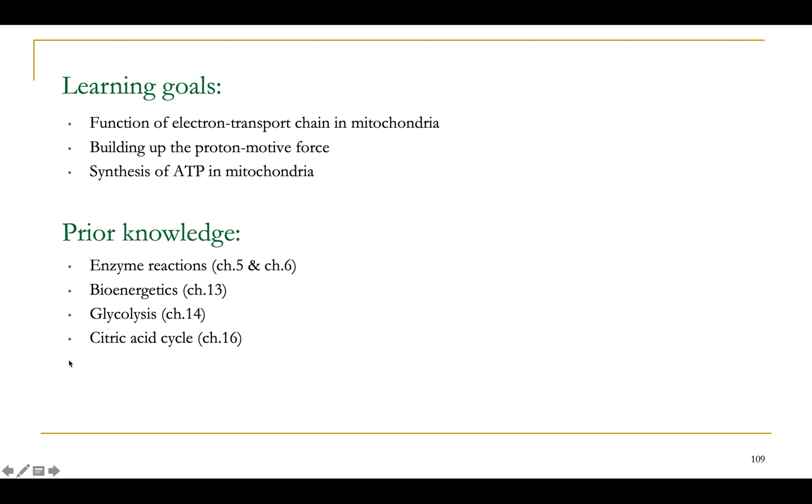The topic of this lecture, oxidative phosphorylation, concludes our discussion about cellular respiration and as such is based on the previous topics. Especially I would like to highlight the topics covered by Fergal, enzyme reactions and bioenergetics, and my previous topics, glycolysis and the citric acid cycle.